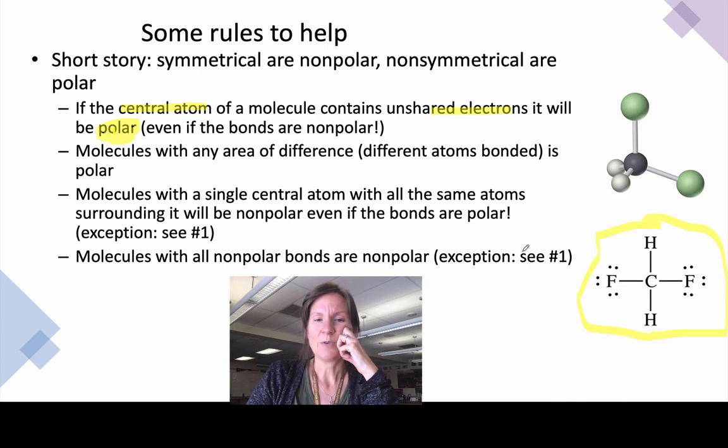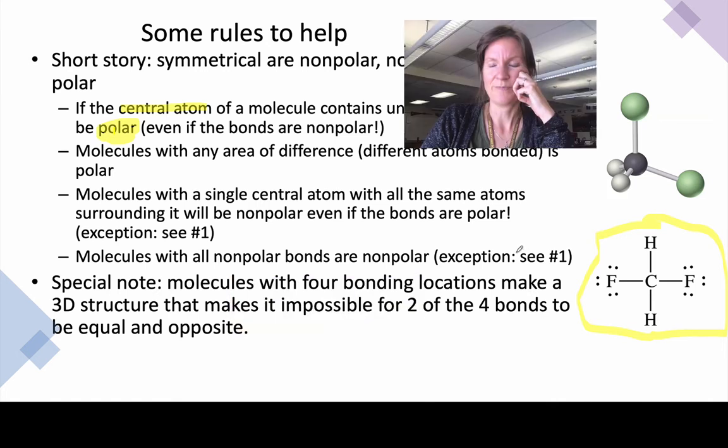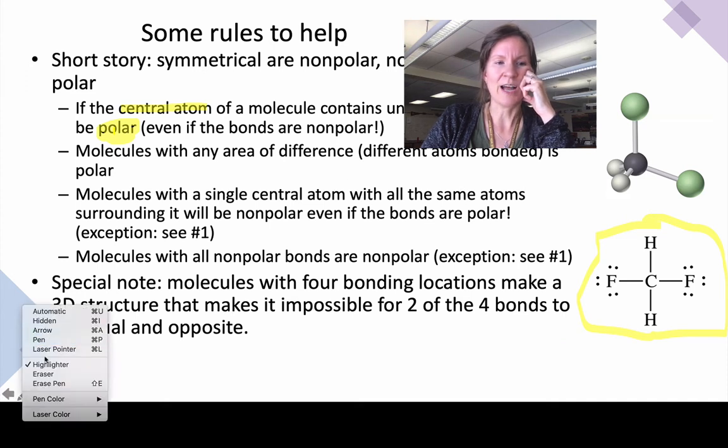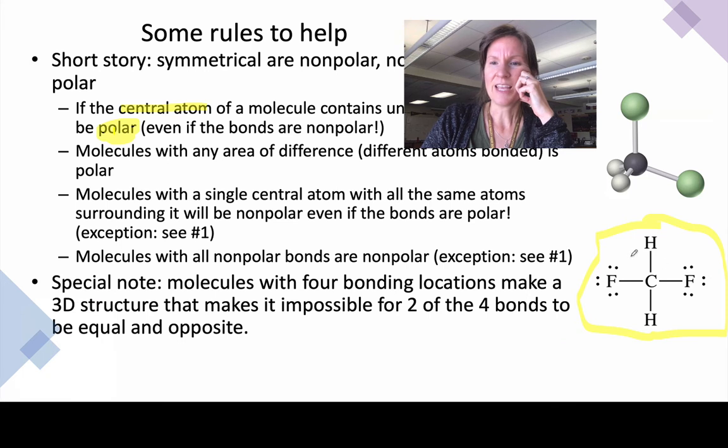And then if you have all nonpolar bonds, it's going to be nonpolar as long as you don't have any unshared electrons in the center. Now, this case I do have boxed over here as a special note. When I draw the Lewis dot of these four bonded objects, it looks like it could be nonpolar, right? It looks like I can arrange the bonds so that in the end, I'm pulling everything equal and opposite, in which case all the bond pulls should cancel out.